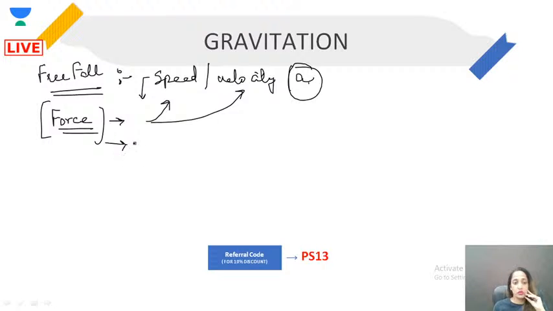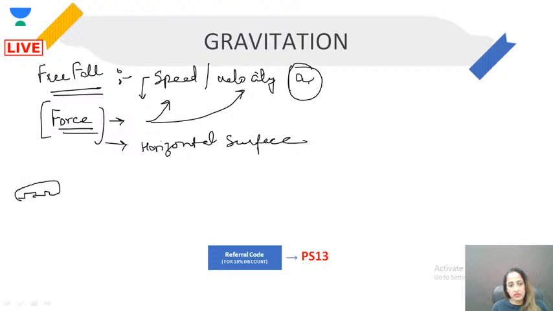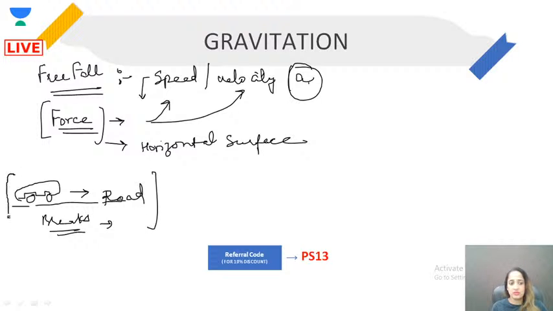In our previous chapters, we were talking about force on a horizontal surface. You remember we had cars moving, please excuse my car. We were calculating the rate of change of velocity, or the acceleration, if this car is moving on a road. If the driver applies the brakes, what is the retardation? All those things we discussed in our previous chapters on motion.